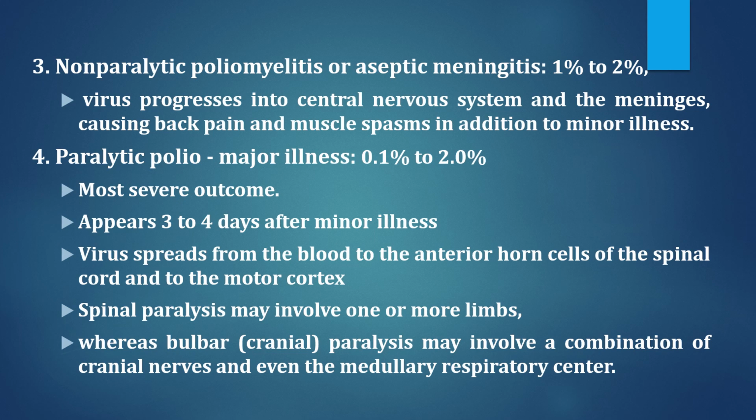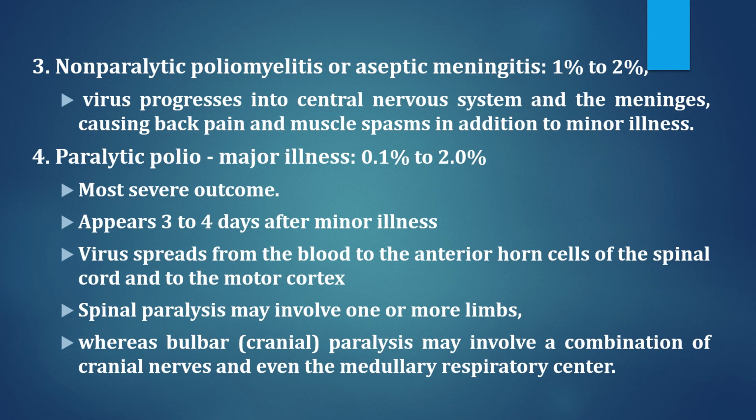Non-paralytic poliomyelitis is the third outcome. This occurs in 1 to 2% of the poliovirus infected persons. In this disease, the virus progresses into the central nervous system and the meninges, causing back pain and muscle spasms in addition to minor illness.